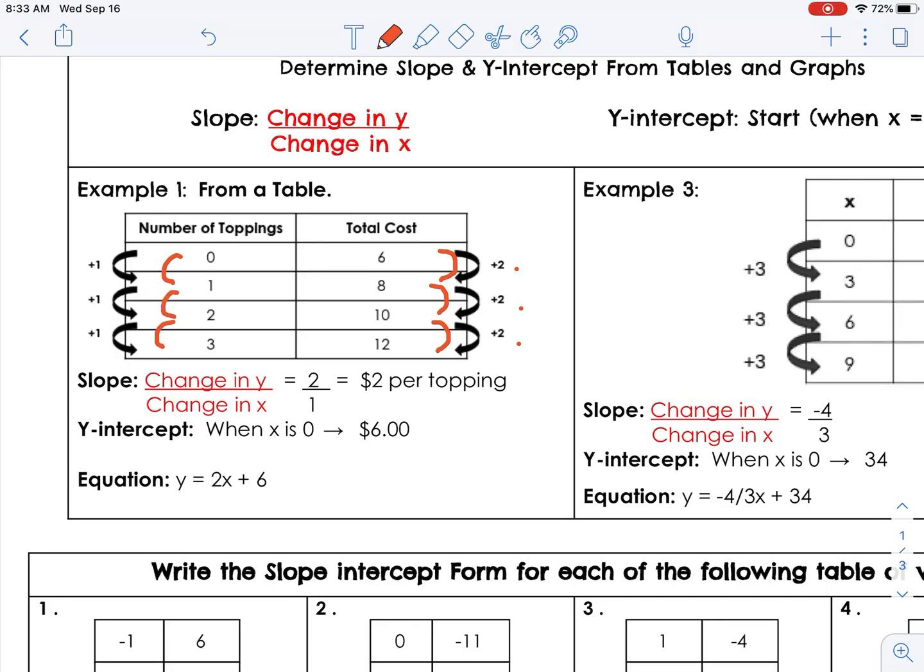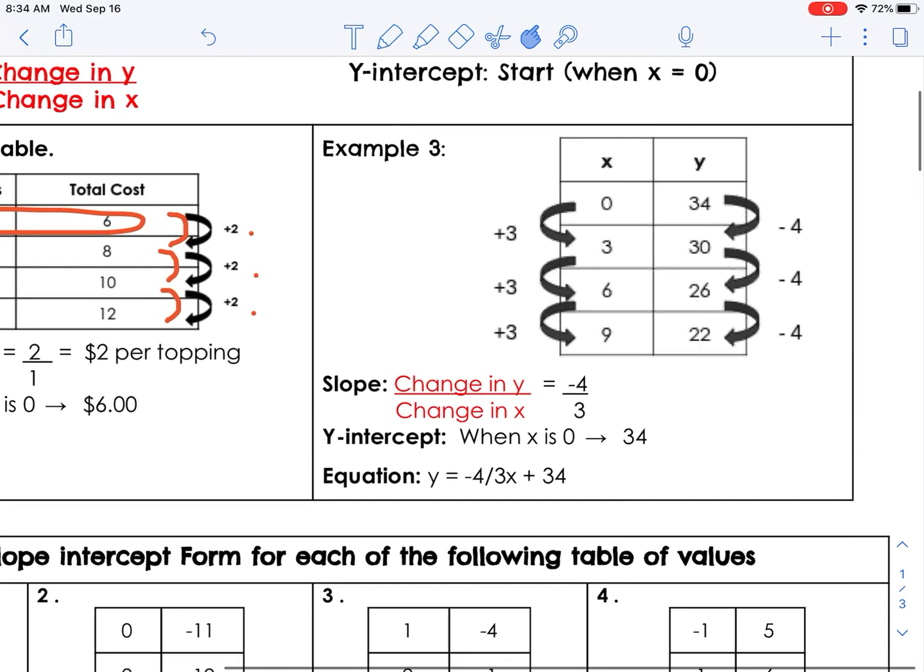going up by 1. Okay, so we're always going to write the change in the y's, which was 2, on the top, and the change in the x's on the bottom, which is 1. So that's $2 per topping. If we look at the y-intercept, it is where the x value is 0, and that is 6. So the equation is y equals 2x plus 6. That means it was probably $6 for the pizza or ice cream plus $2 for every topping.